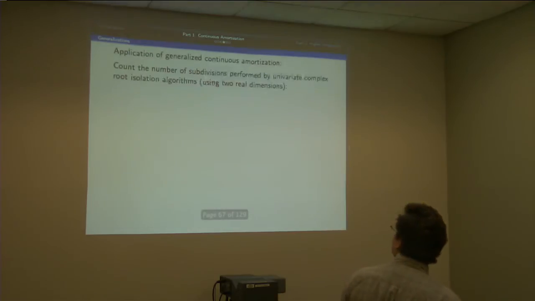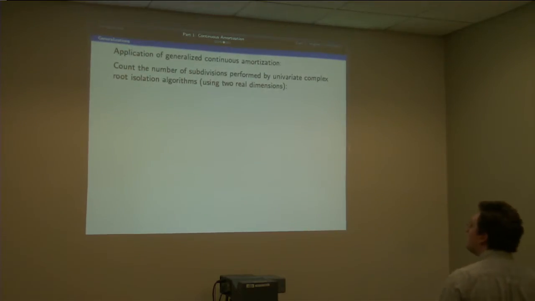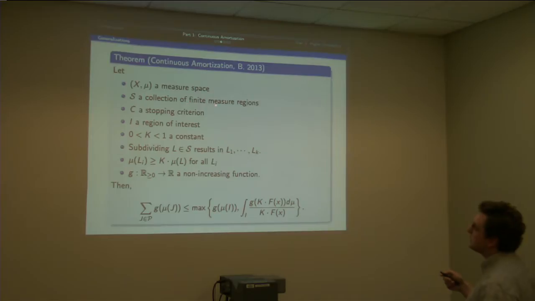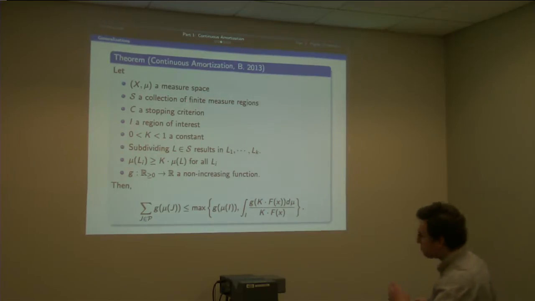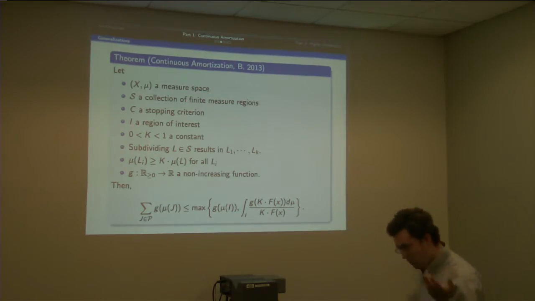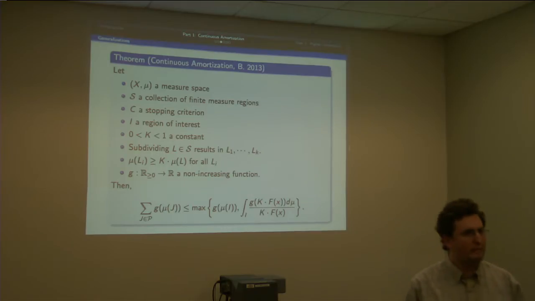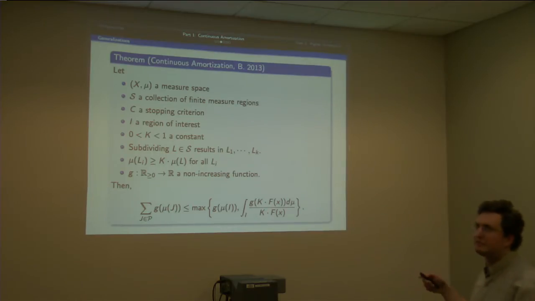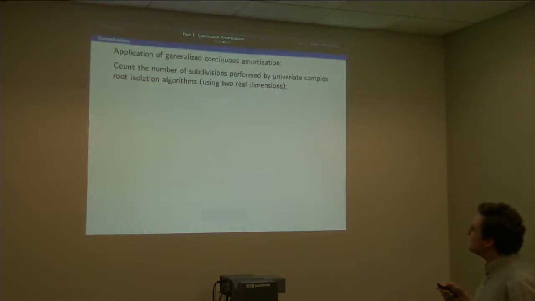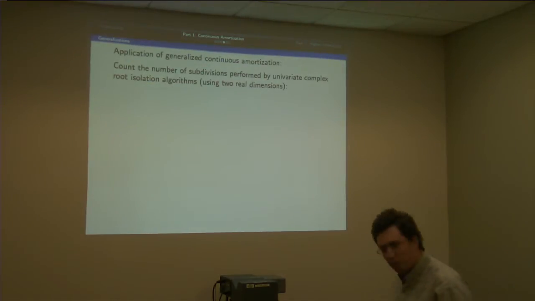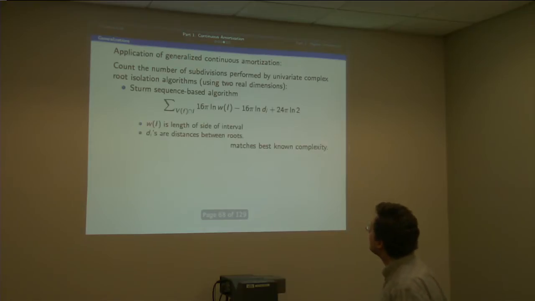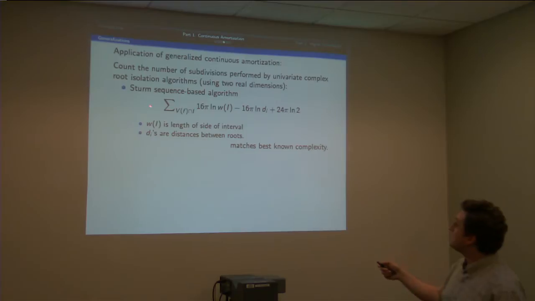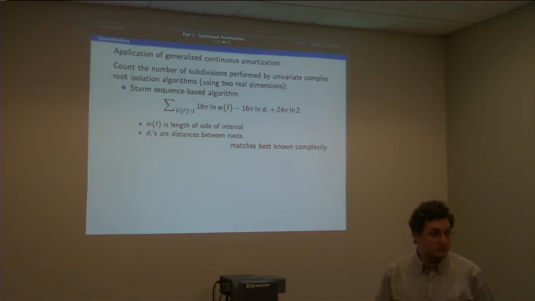All right. So what can we do? Because I'm saying just a general measure space, I don't need to do 1-dimensional examples, as I was doing before. Doesn't matter, I can do 2-dimensional examples, 3-dimensional, any dimension. It doesn't even have to be Rn. But let's look at it for 2 dimensions where we're isolating the complex roots. For a Sturm sequence-based algorithm, that's the number of regions that you get. It's a count. And again, these D_i are distances between roots.